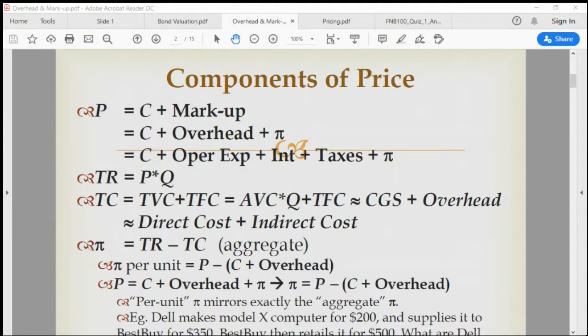Business methods. And today's topic is the overhead and markup. Now, let's take a look at today's slide.